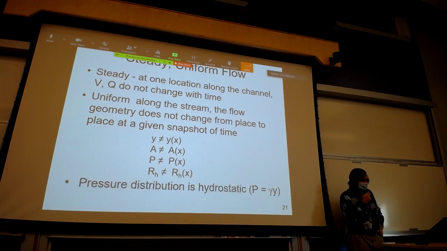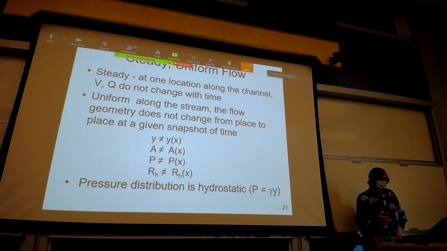And also for steady uniform flow, the pressure distribution is hydrostatic. And all that means is the pressure at the bottom of the channel is the specific weight of the fluid times y. P is equal to gamma y, something we derived a long time ago here.